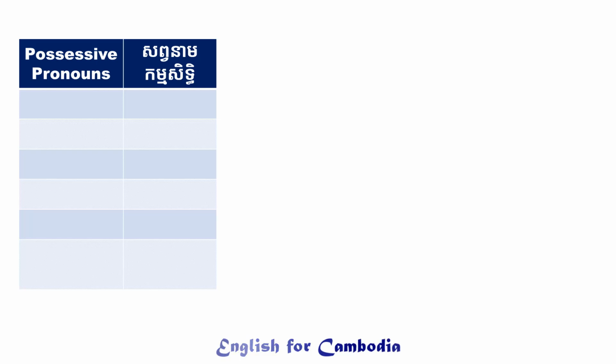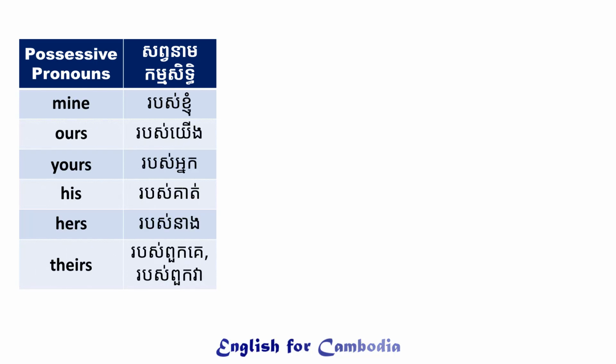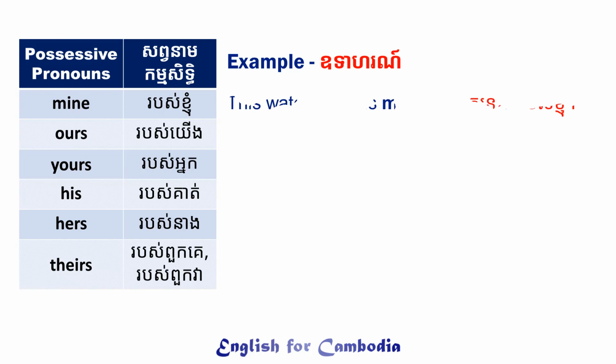Possessive pronouns. Mine, ours, yours, his, hers, theirs. Example: This water bottle is mine.